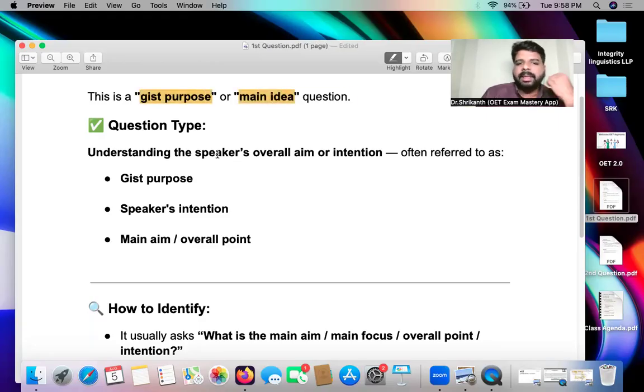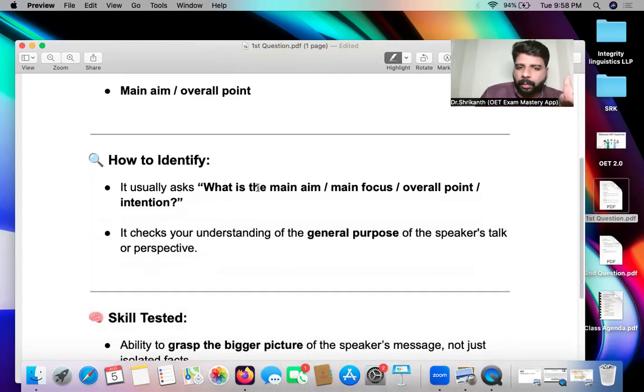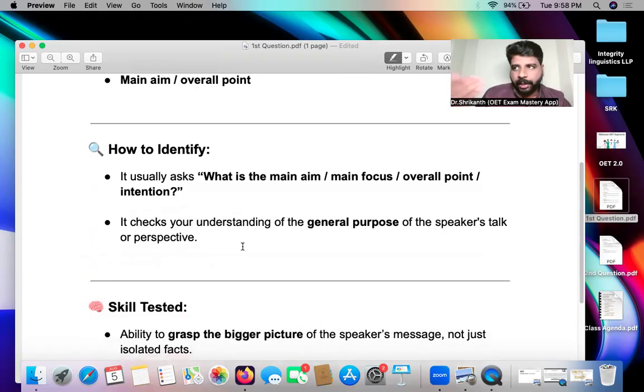You need to understand the overall aim or overall intention. So it is not going to be one specific piece of information. See over here: what is the main aim? What is the main focus? What is the overall point? If you come across these types of words, you can say that this could be a gist type of question.